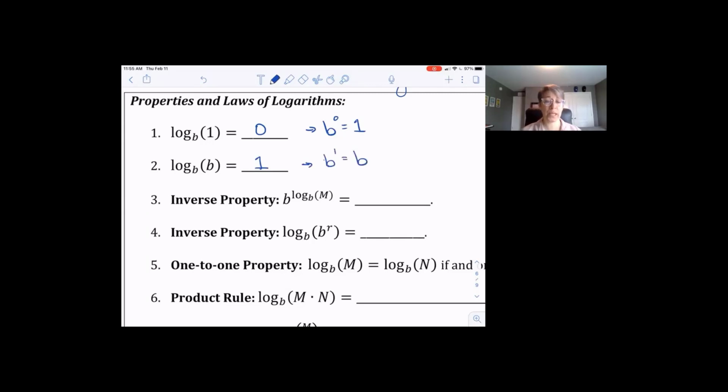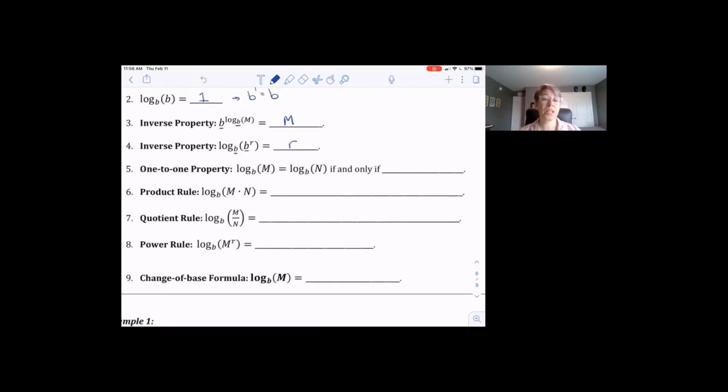The inverse property focuses on the fact that logarithms represent exponents. b to what power will give us m? Well, b is being taken to that power, therefore it gives us m. So these two bases must be the same. Likewise, if that base is within the argument, it equals r. There's a one-to-one property that states if you have two logarithms equal to each other and the bases are the same, then the arguments must also be equal to each other. That helps when we're solving some logarithm equations.